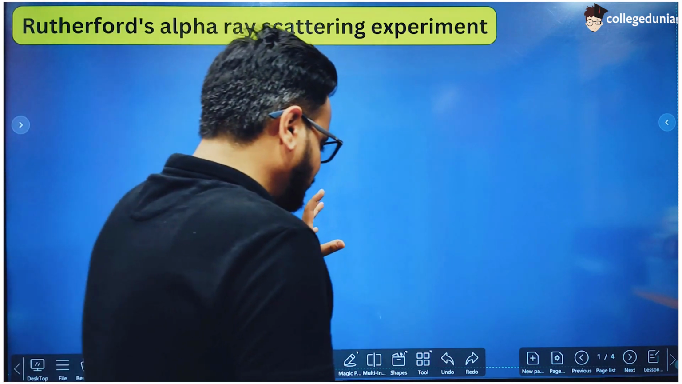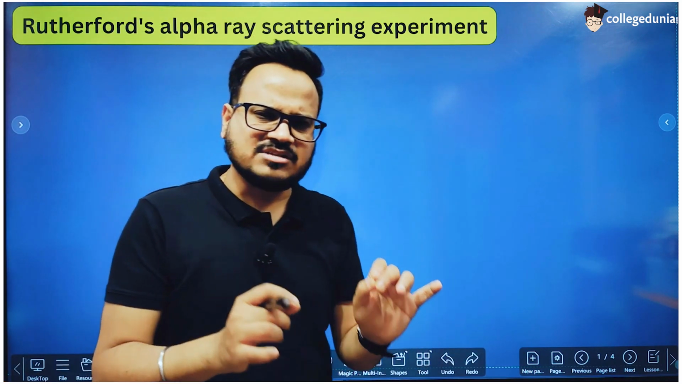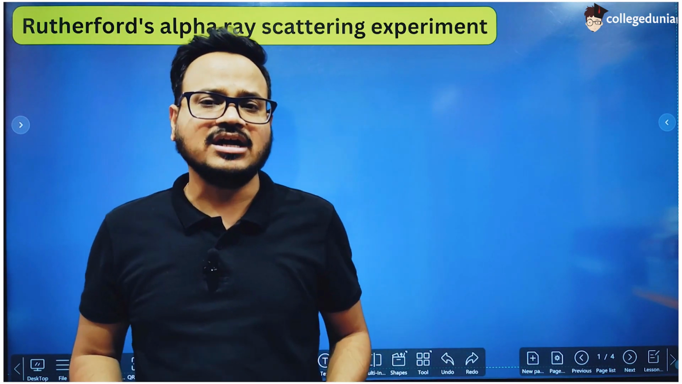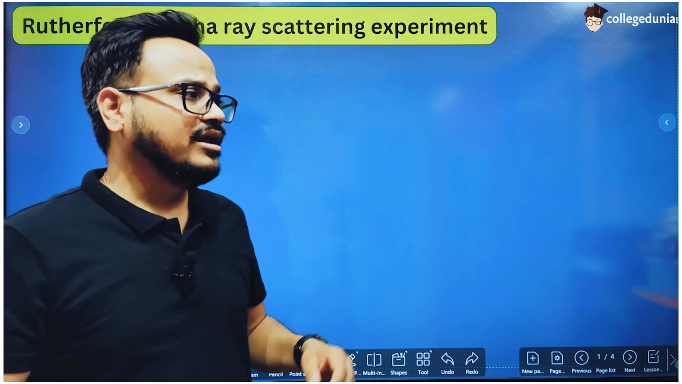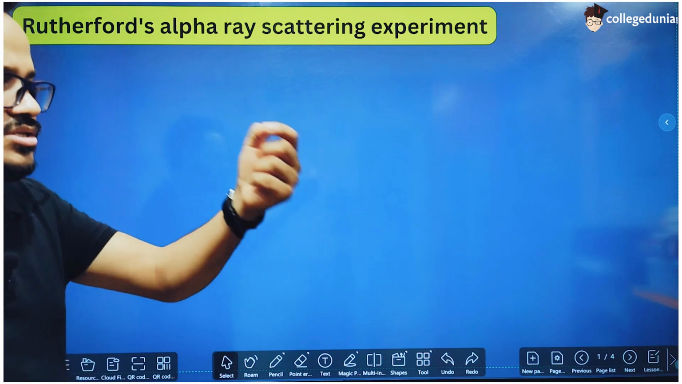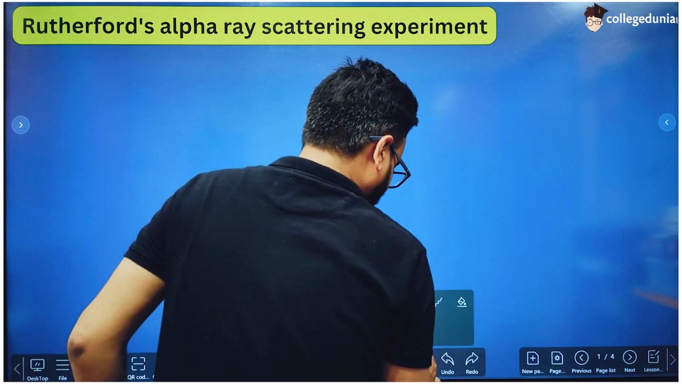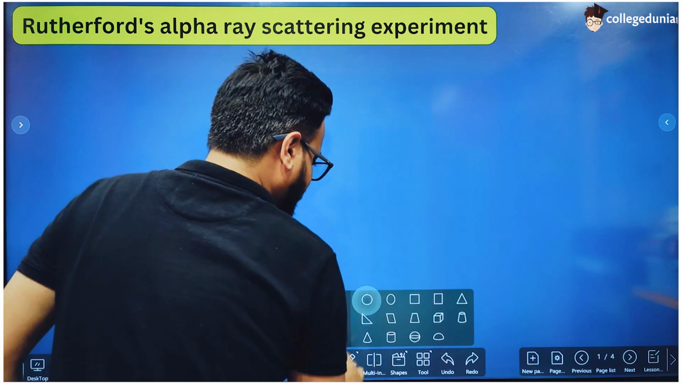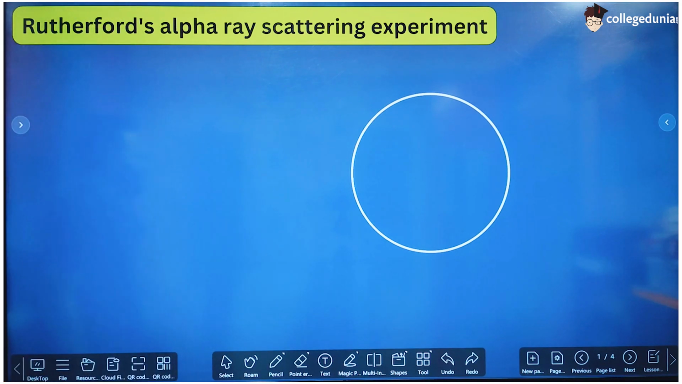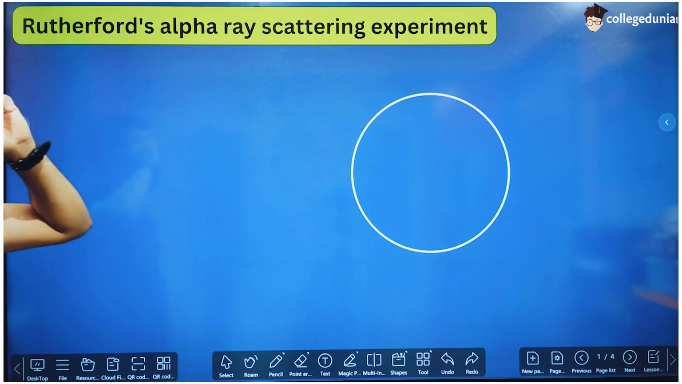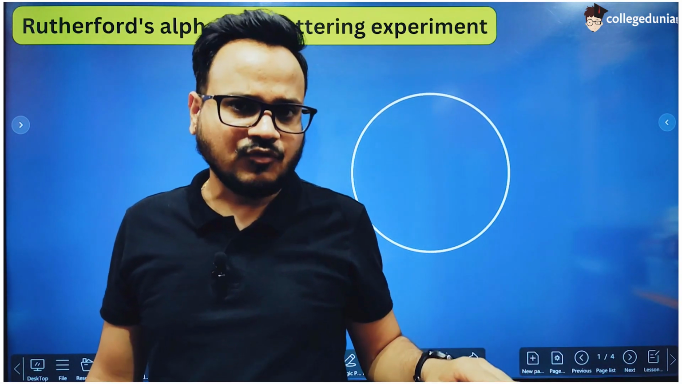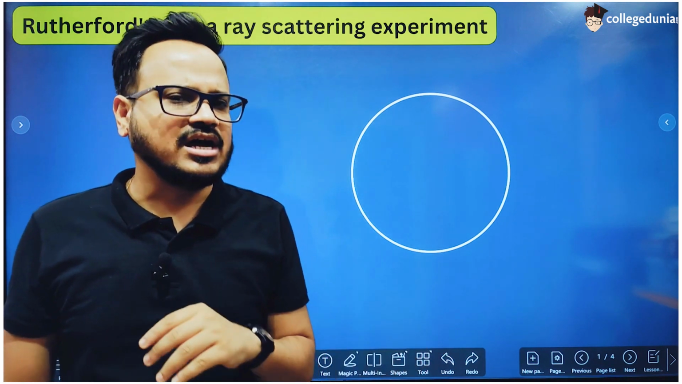Very few alpha particles were deflected by smaller angles, very few were deflected by larger angles, and very few went straight back in their original paths, like this. Suppose this is the atom. After seeing the deflections of the alpha particles passing through the gold foil, Rutherford concluded that most of the space in the atom is empty.